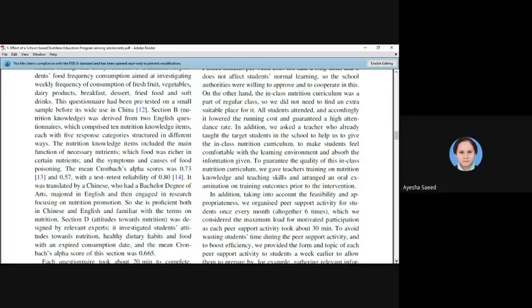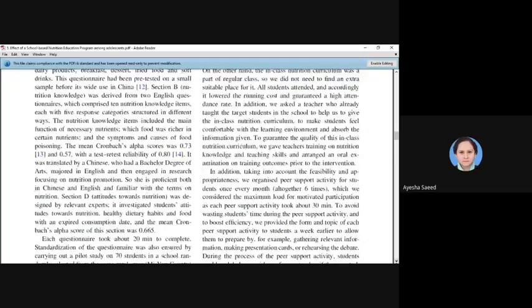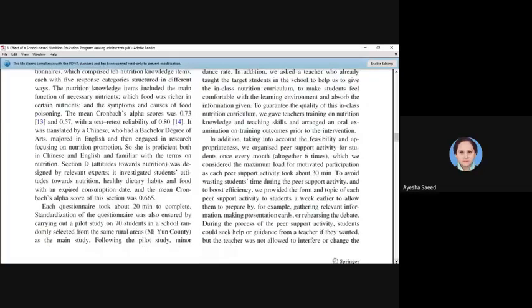It was translated by a Chinese who had a bachelor degree of arts, majored in English, and then engaged in research focusing on nutrition promotion. So she is proficient in Chinese and English and familiar with the terms on nutrition. This section is giving us information first about reliability and then the quality of the data of the translation.